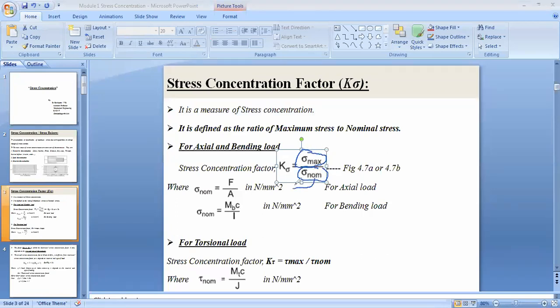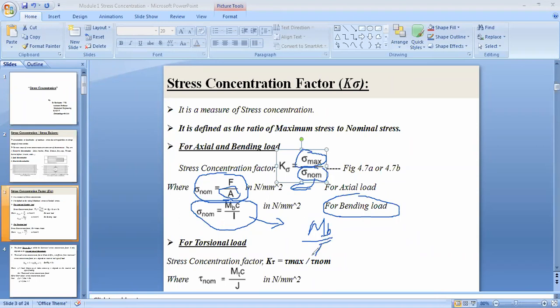The sigma nominal for axial load is equal to force by area, the cross-section area. Which cross-section area do we consider here? Where the minimum cross-section area is contained in the geometry, that we consider as the cross-section area. Then for bending load, the nominal stress is sigma b equal to Mb by I into C. How do you get this equation? You know the pure bending moment equation: Mb by I is equal to sigma b by C is equal to E by R. Right? From this, sigma b is equal to Mb by I into C. Right?